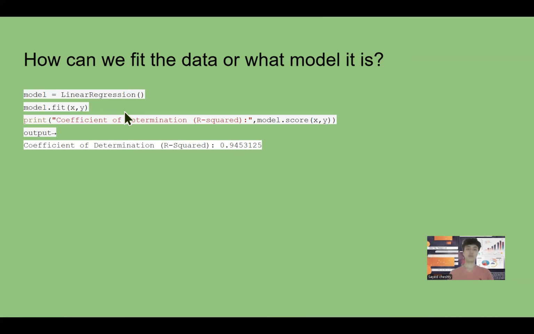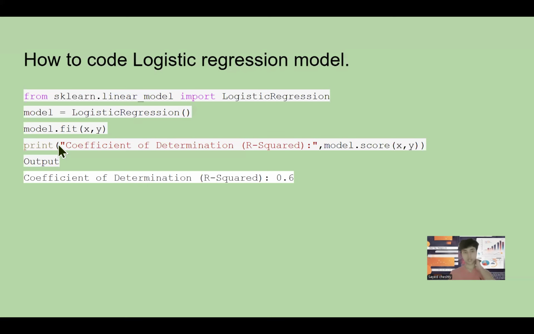How can we fit the data or what model is it? I told you guys this. Now we're going to do logistic regression: from sklearn.linear_model import LogisticRegression, model = LogisticRegression(), model.fit(x, y), print coefficient of determination r-squared and model.score(x, y). The output will be 0.6. So that is the model. So this is only 60% accurate.